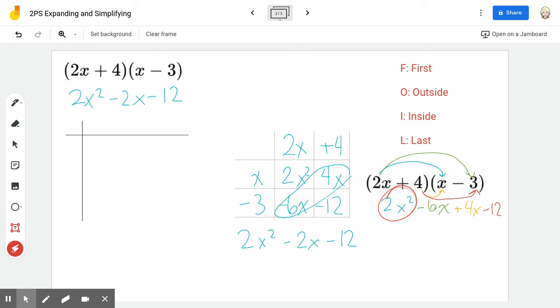So we had 2x squareds, the big blue ones. We had negative 6x's, which were the red rectangles. We had positive 4x's, which were the green rectangles. And we had negative 12 ones, excuse me, which is those small red squares. So again, we collect our like terms. We get 2x squared minus 2x minus 12. So of course, we got the same answer every single way.